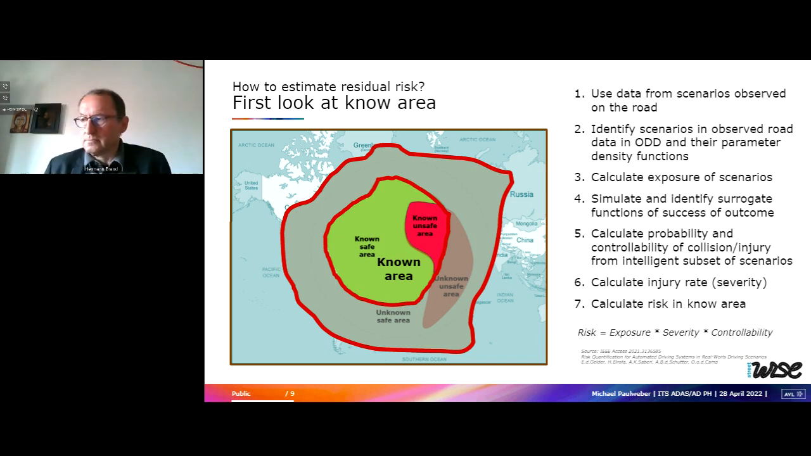Then you can calculate the probability and the controllability of this intelligent subset of the scenarios, those which are more likely; those which are very unlikely, you might not take into account. And from there, you can calculate the injury rate, and from there you can calculate the risk in a known area, which is the exposure multiplied by severity multiplied by controllability.